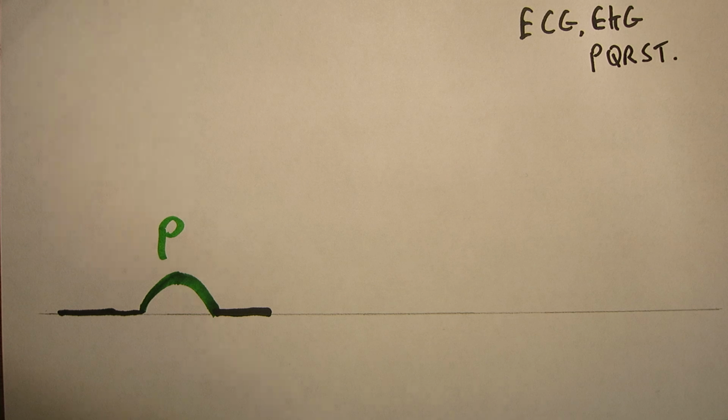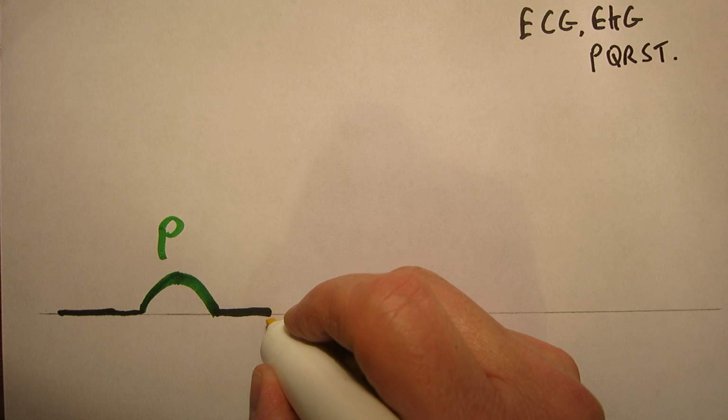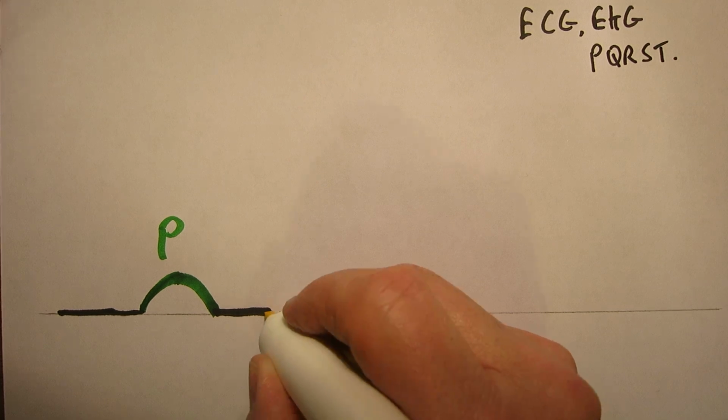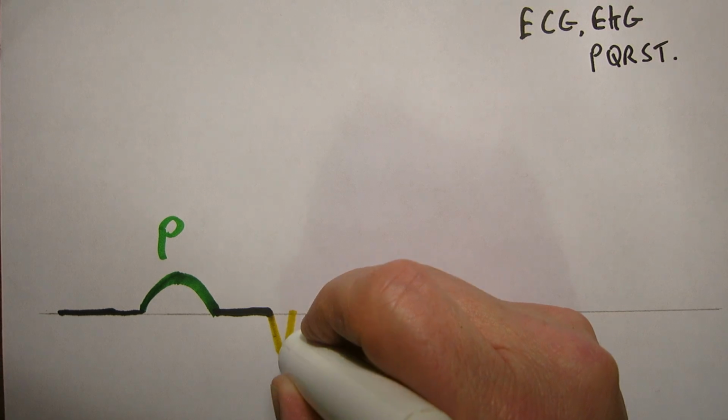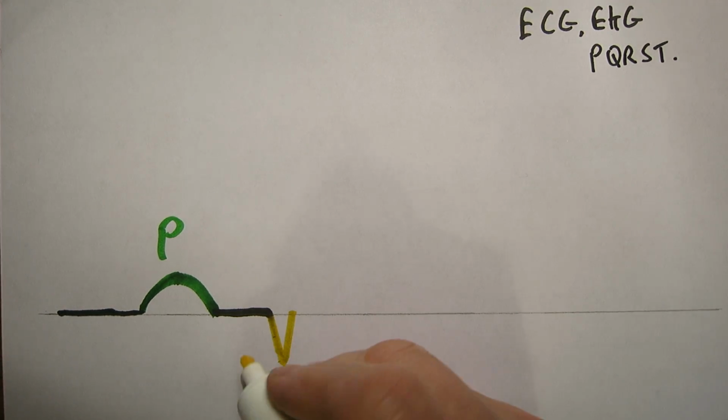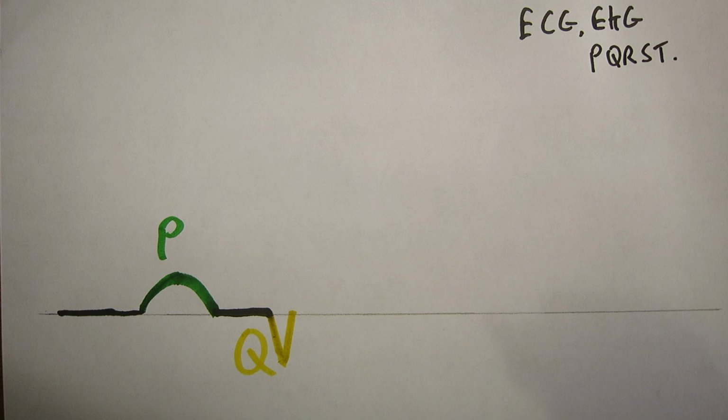And then the next thing is going to be the Q wave. And the Q wave is the deflection down from the isoelectric line and the deflection back up to the isoelectric line. So the Q wave is everything I've drawn there in yellow.